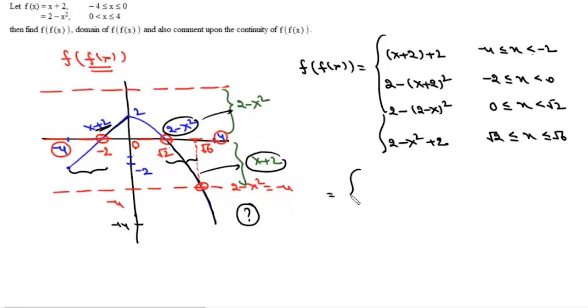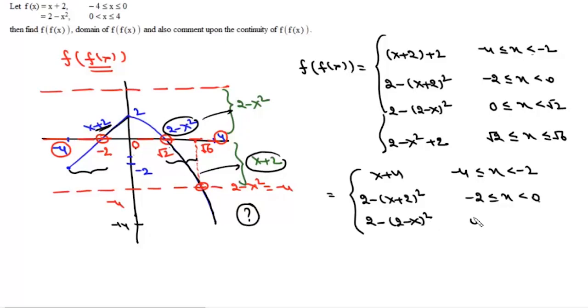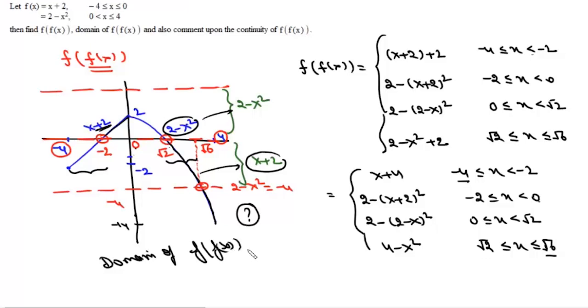So we can write this as x plus 4 when x lies between minus 4 and minus 2, and 2 minus x plus 2 square when x lies between minus 2 and 0, 2 minus x whole square when x lies between 0 and root 2, and then it will be 4 minus x square when x lies between root 2 and root 6. Now this function is defined from minus 4 to root 6. So the domain of f of f x will be from minus 4 to root 6. Now since f x is continuous, its composition with itself will also be a continuous function. So this function will be continuous in its domain, which is from minus 4 to root 6.